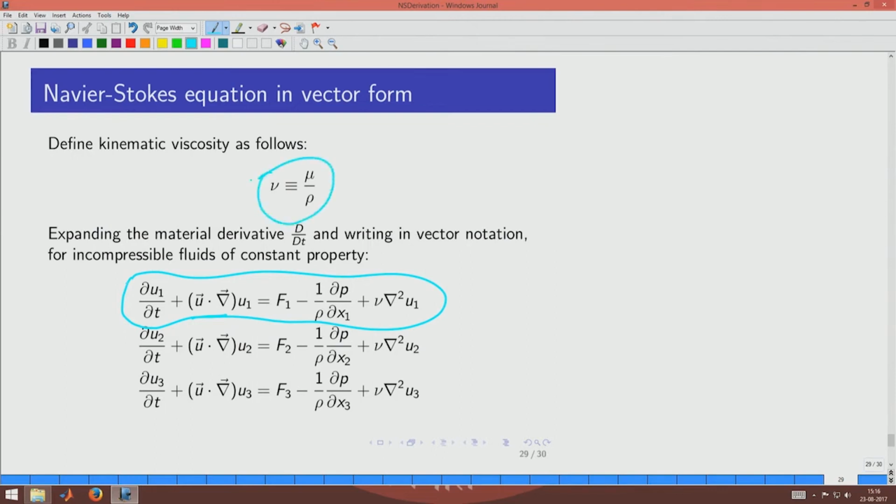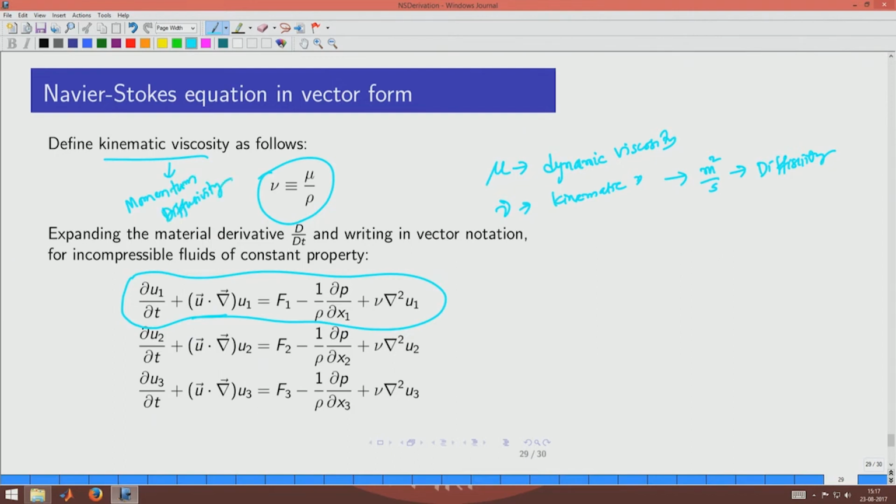We are defining a quantity called the kinematic viscosity. If mu is called the dynamic viscosity, then nu becomes the kinematic viscosity, and the units of nu are meter square per second, which are the same units as diffusivity, which means that you could think of nu as momentum diffusivity. So, nu can be thought of as momentum diffusivity.